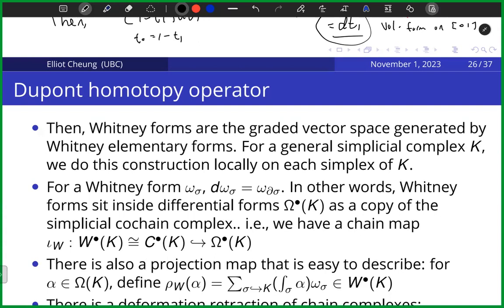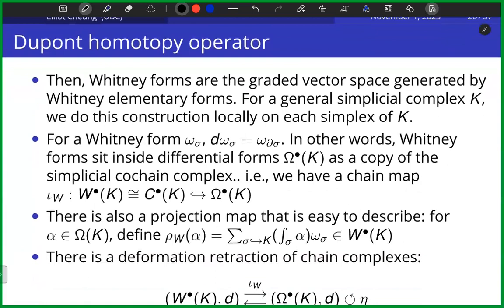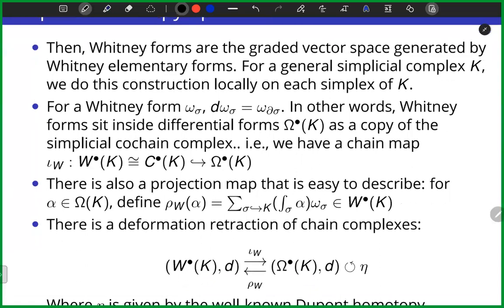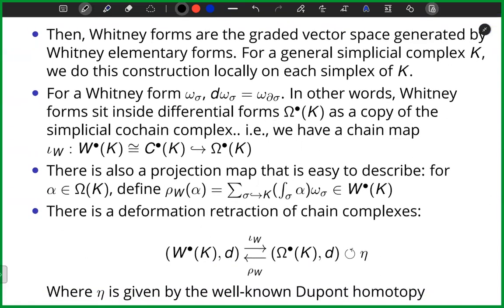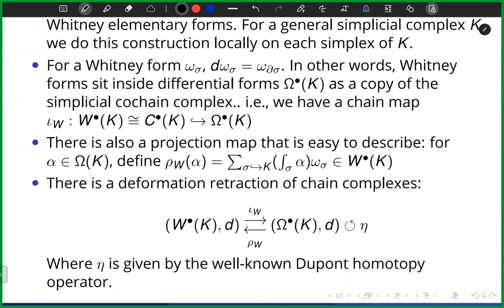So there's also this projection map that's easy to describe. If you're given a differential form, you just sum over all the Whitney forms associated to the faces, and you take the integral of that form over that face. Now these two maps, I, W, and P, rho, W together actually package to a deformation retract of these chain complexes and this chain homotopy.